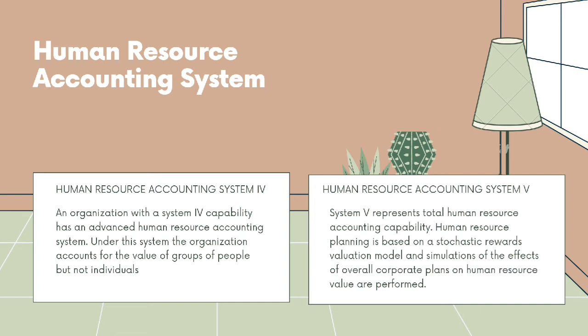And then the fifth system represents total human resource accounting capability. Human resource planning is based on the stochastic rewards valuation model, and simulation of the effects of overall corporate plans on human resource value is performed. So that's all about the first topic, human resource accounting.